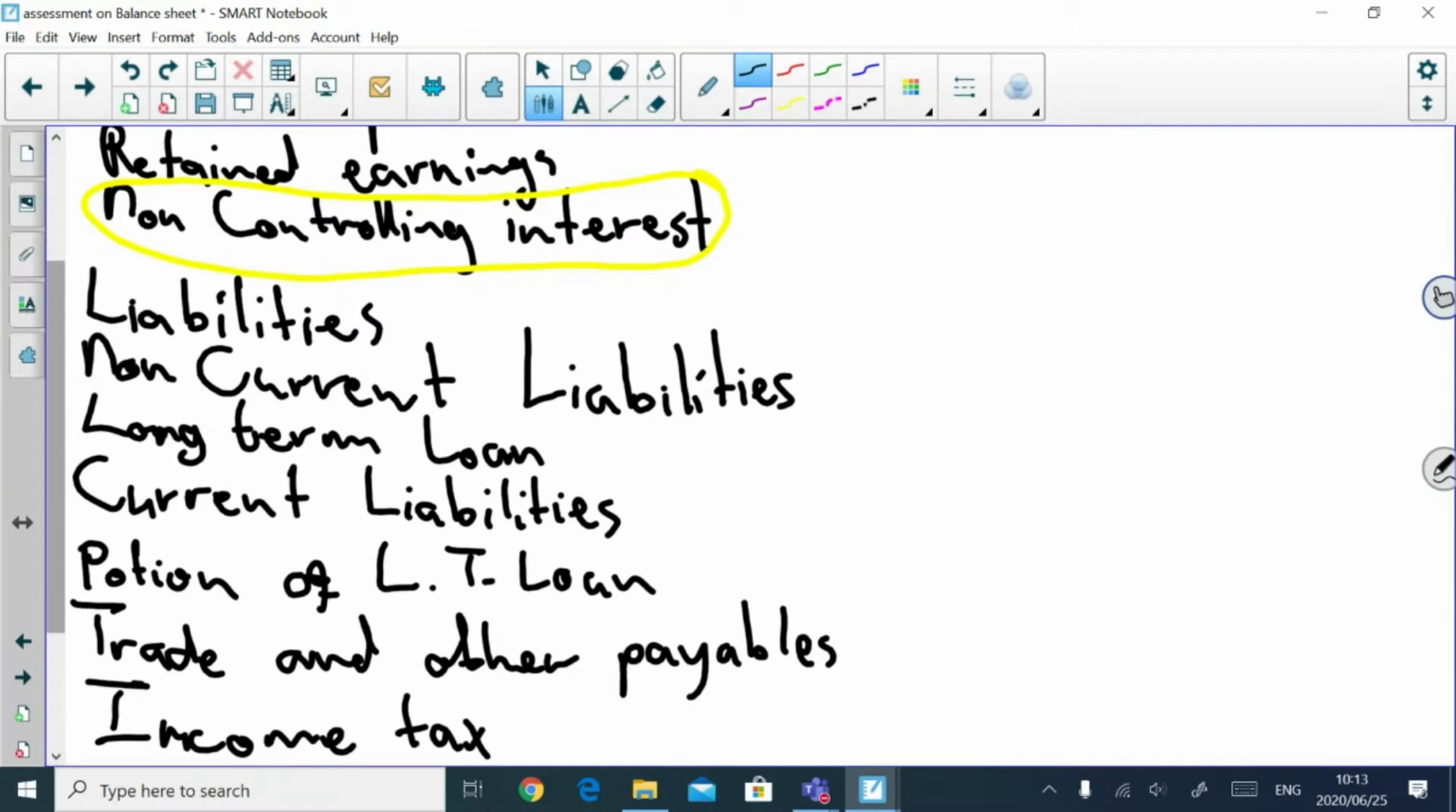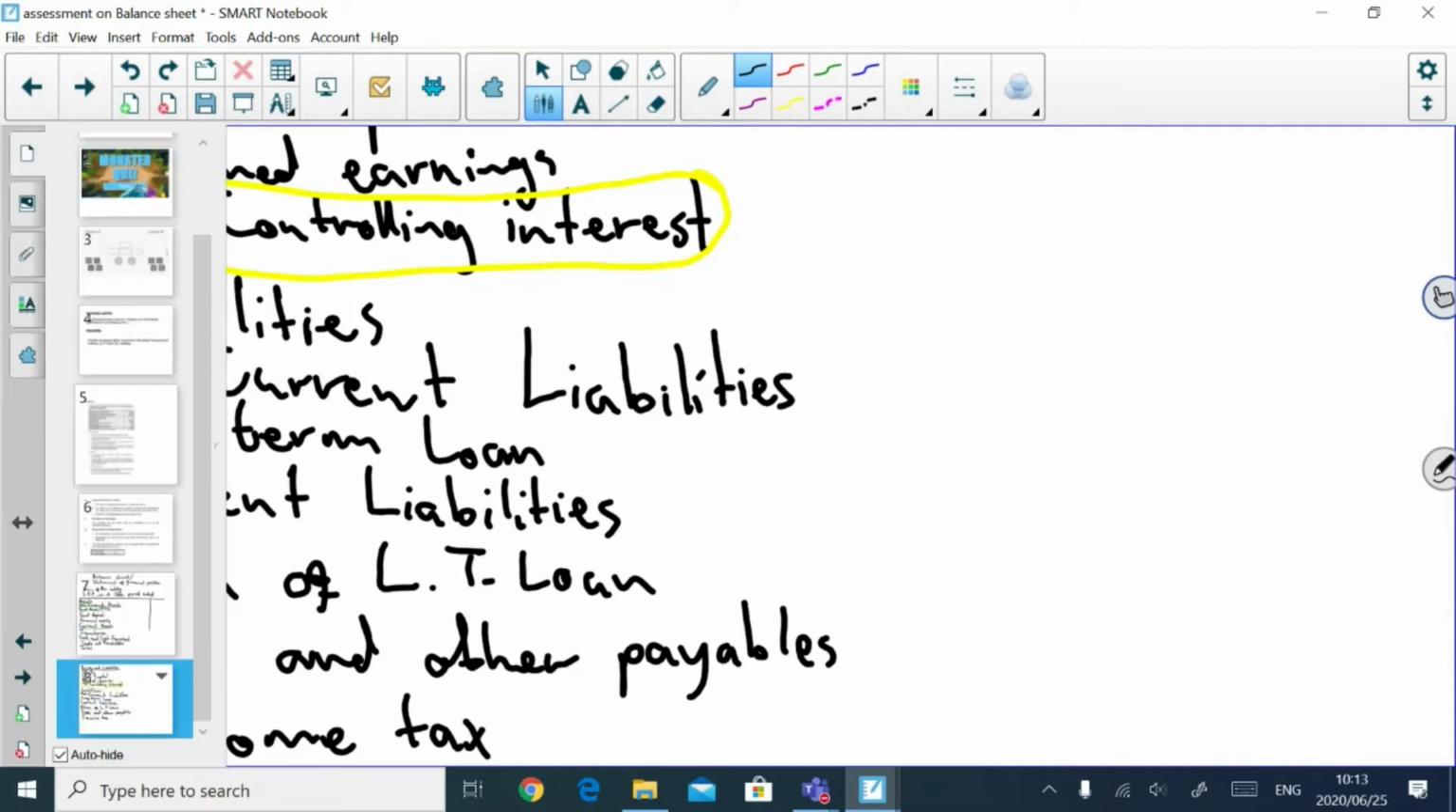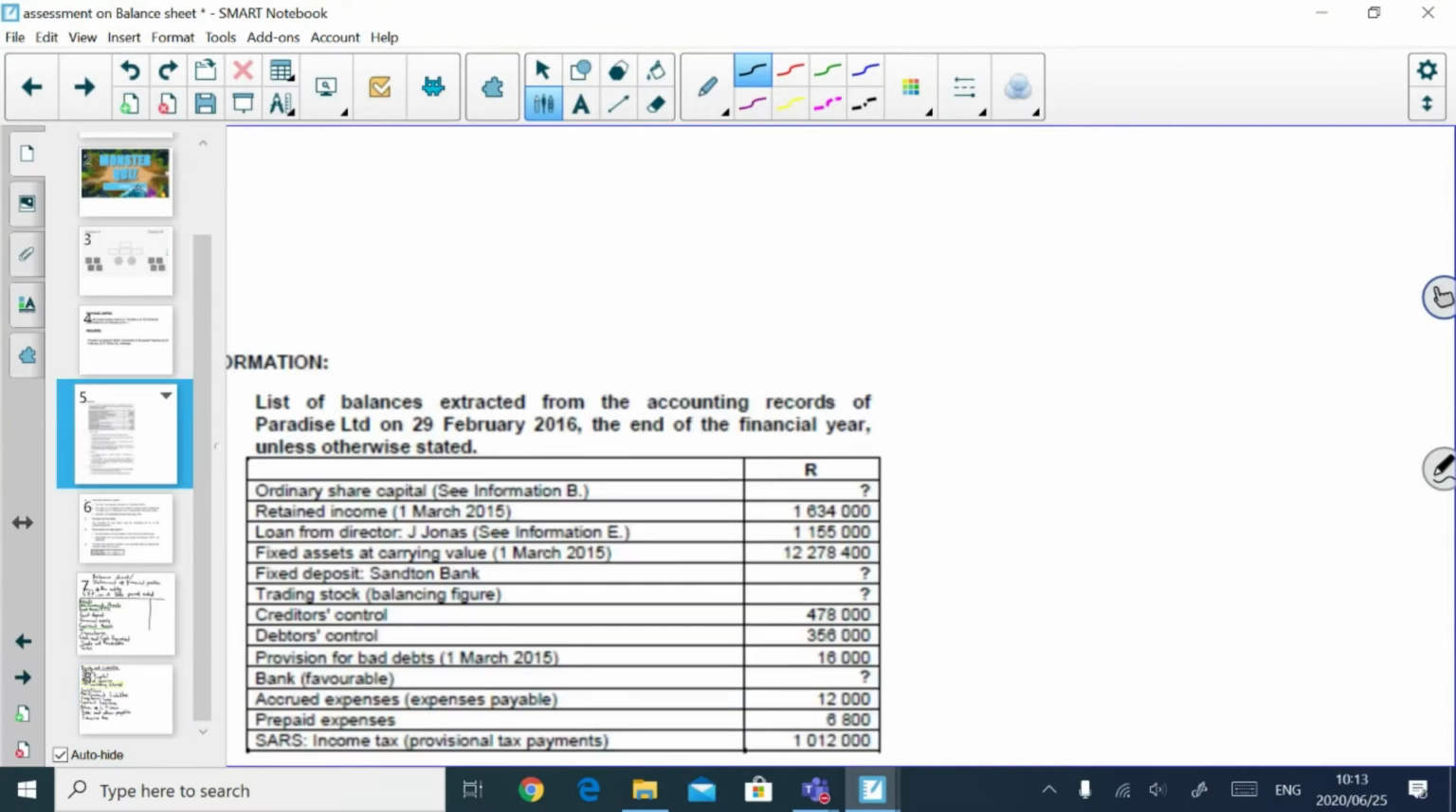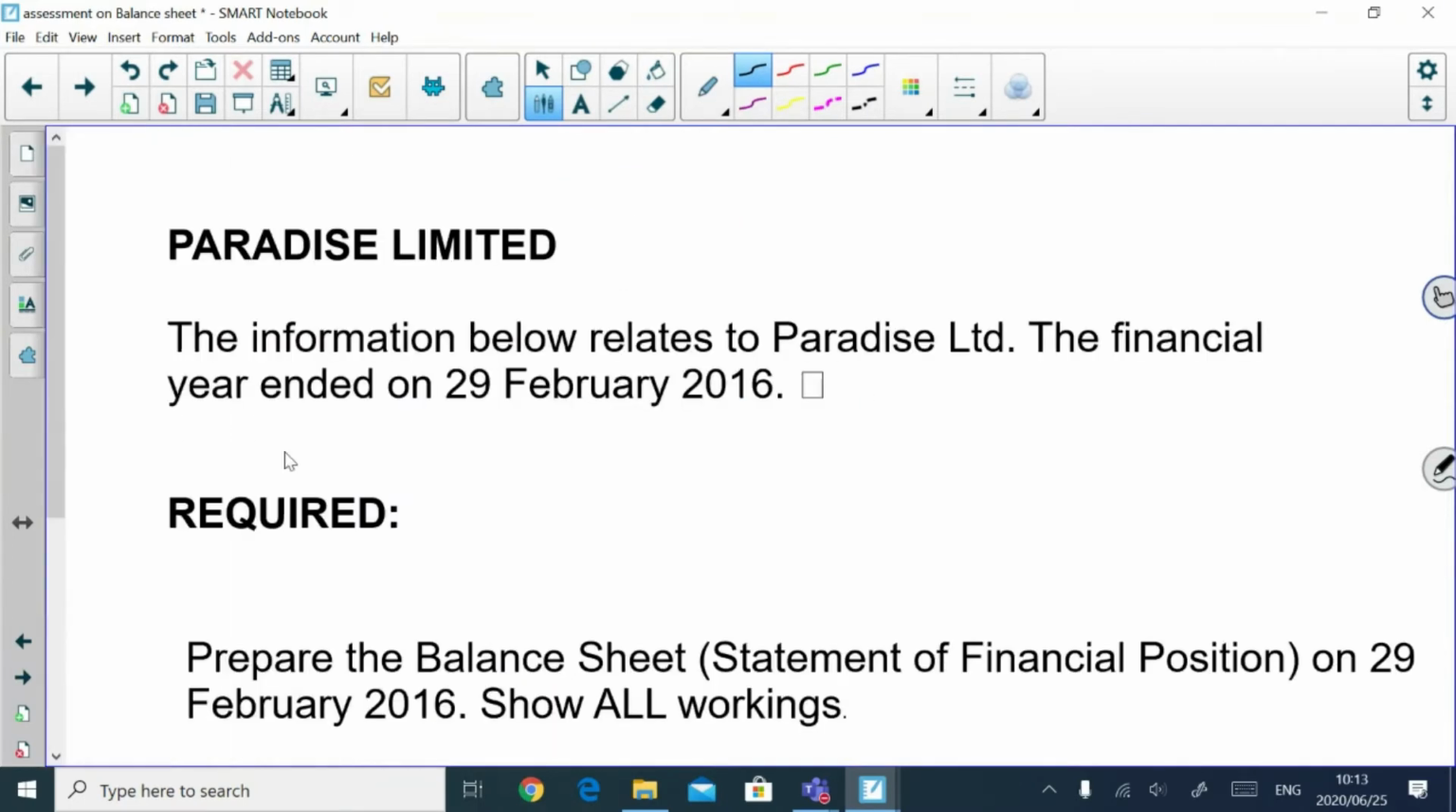Okay, let's get to our question. Let's start here. First, you read the requirement. They said that you should do what? The information below relates to Paradise Ltd. The financial year ended. Remember the date.